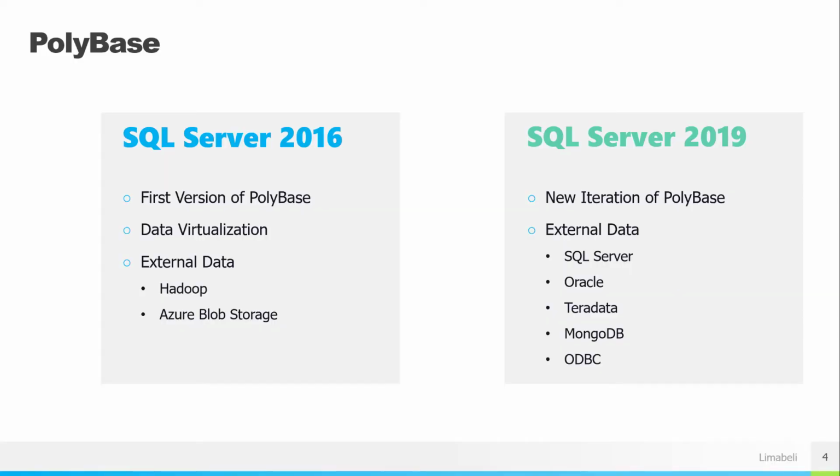PolyBase was first introduced in SQL Server 2016 as a data virtualization feature enabling SQL Server to access external data in Hadoop and Azure Blob Storage. The external data sources that can be accessed were extended in SQL Server 2019. PolyBase now supports external data in SQL Server, Oracle, Teradata, MongoDB, and basically any source that can be accessed using an ODBC driver.